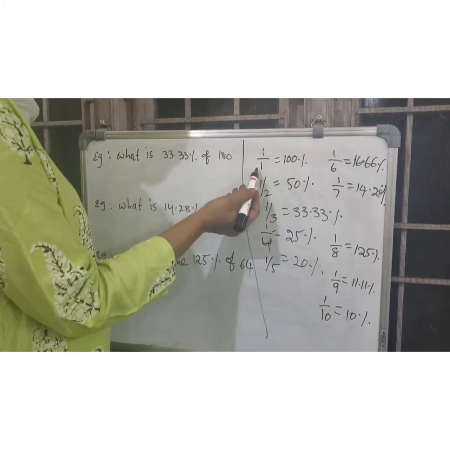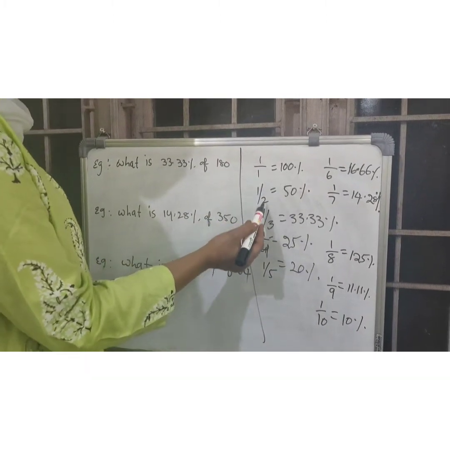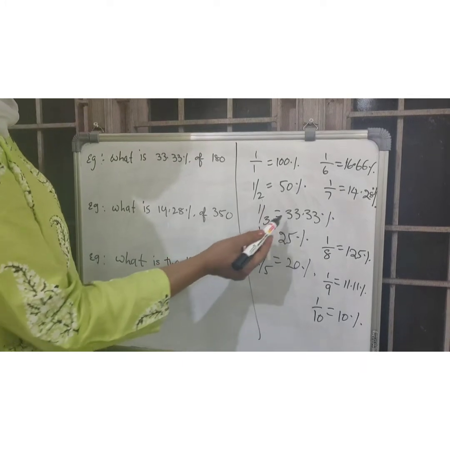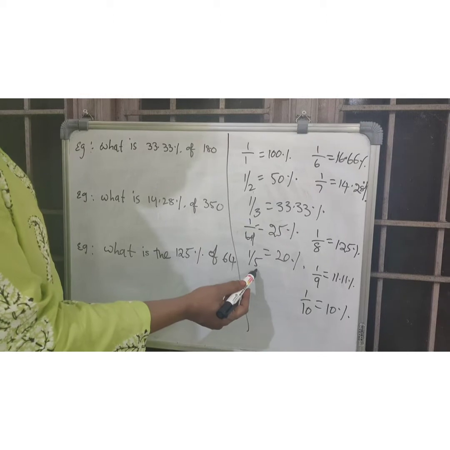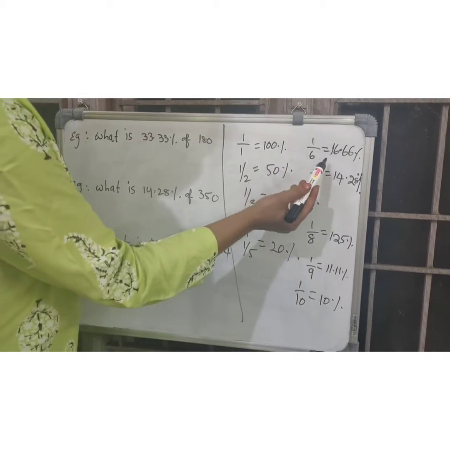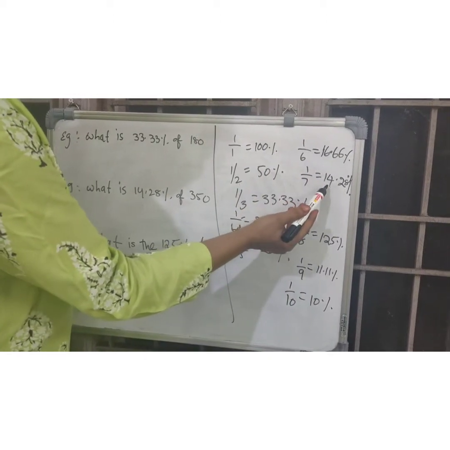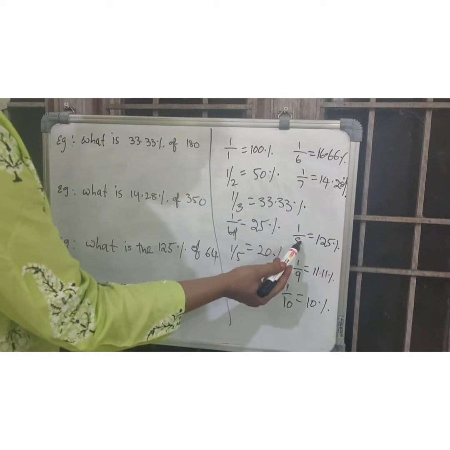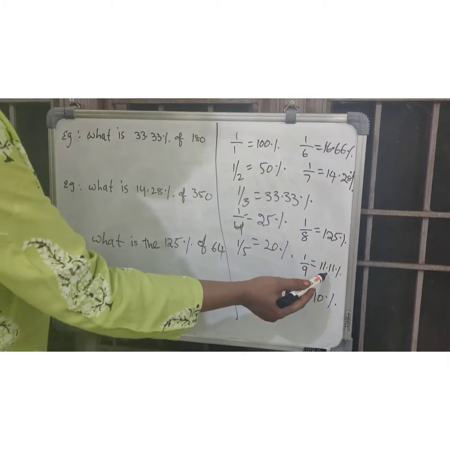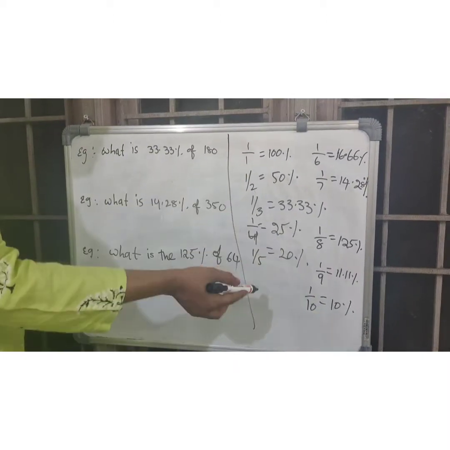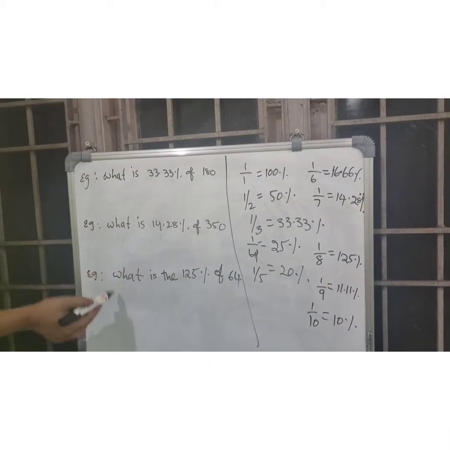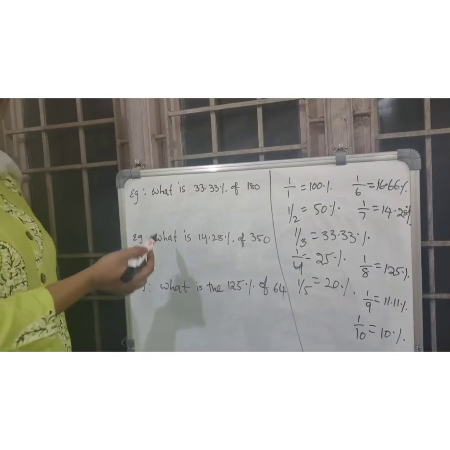See, 1 is nothing but 1 by 1, that is always 100%, 1 by 2 is 50%, 1 by 3 is 33.33%, 1 by 4 is 25%, 1 by 5 is 20%, 1 by 6 is 16.66%, 1 by 7 is 14.28%, 1 by 8 is 12.5%, 1 by 9 is 11.11%, 1 by 10 is 10%. We need to remember these in order to solve these problems in aptitude in a very fast manner.